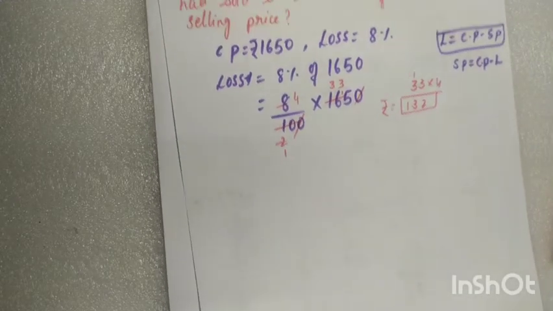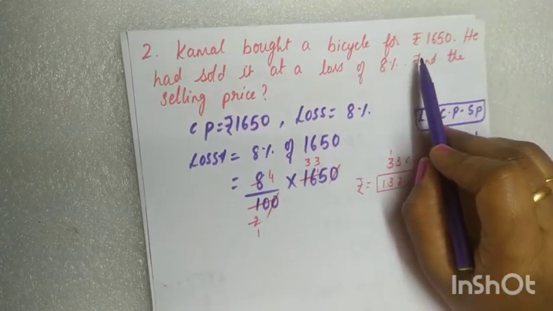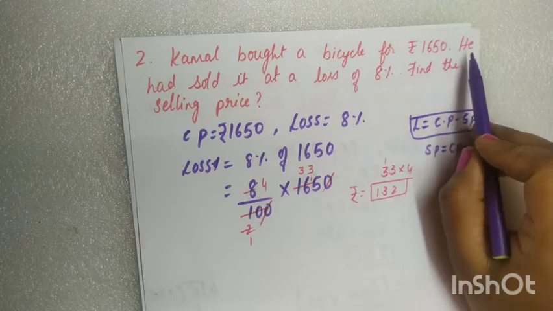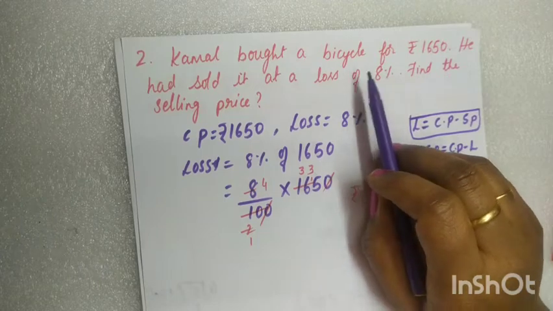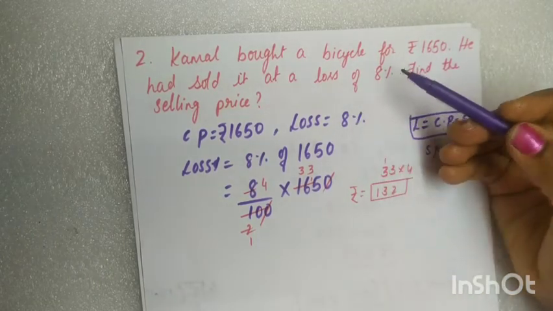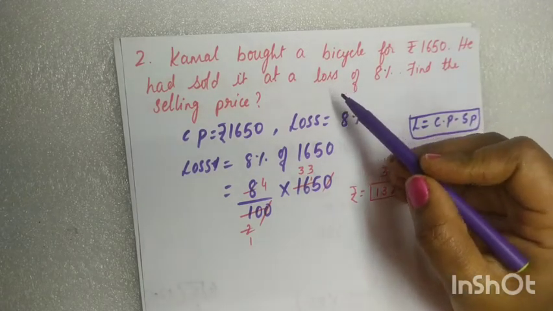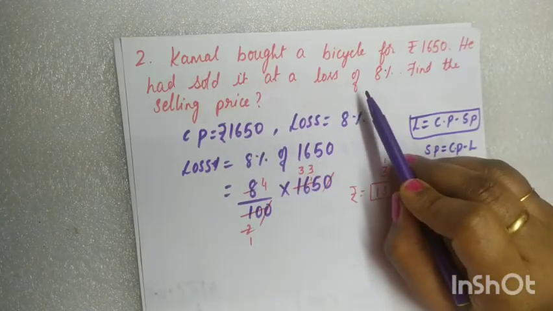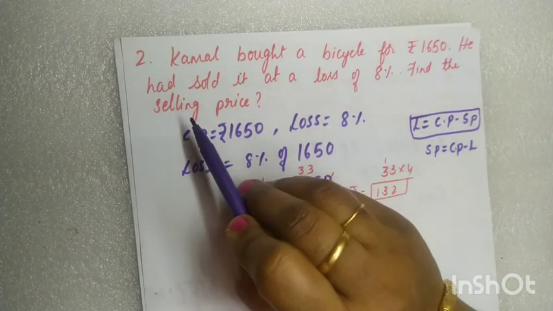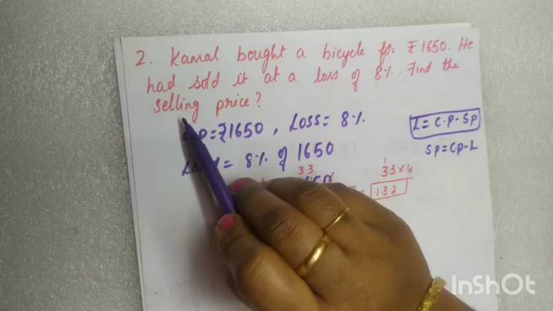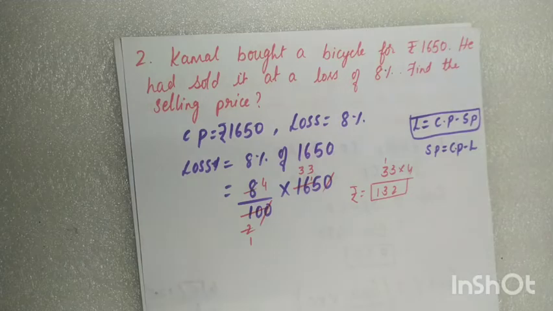Here it is Kamal. Kamal bought a bicycle for rupees 1650. He sold it at a loss of 8%. Usually it happens, no? When we buy a cycle and after a few months or days we sell it, instead of a gain we get a loss. Even here, Kamal got a loss of 8%. Now for what amount would he have sold it? The question is, we are supposed to find out the selling price, so that he gets 8% as loss. Now let us see that.